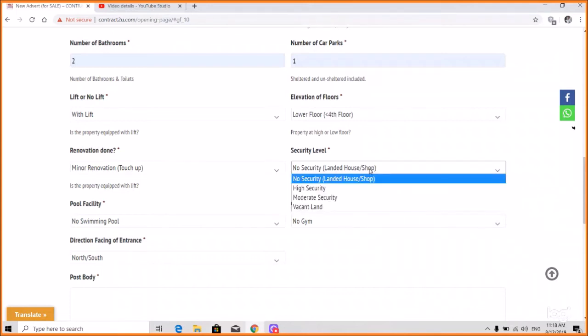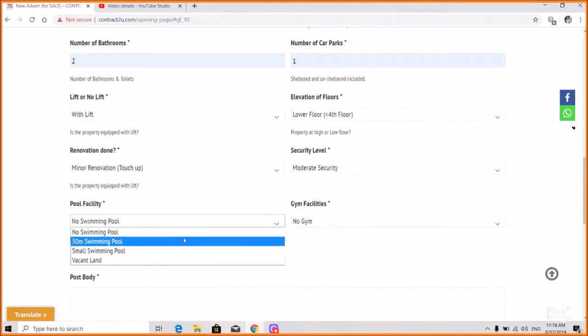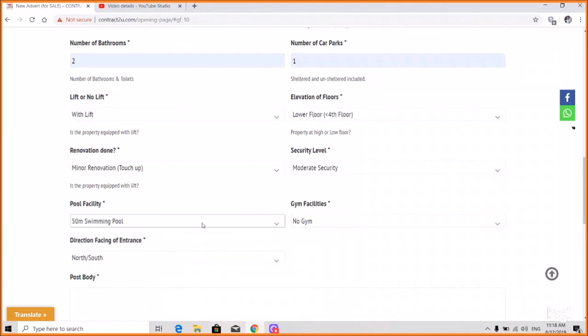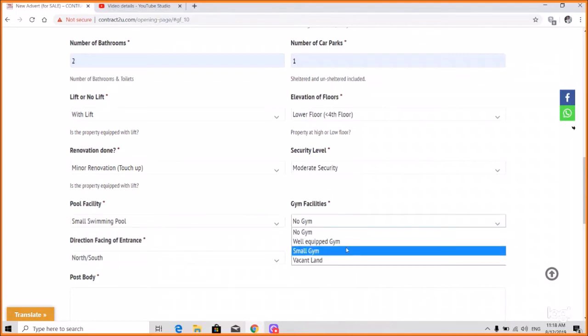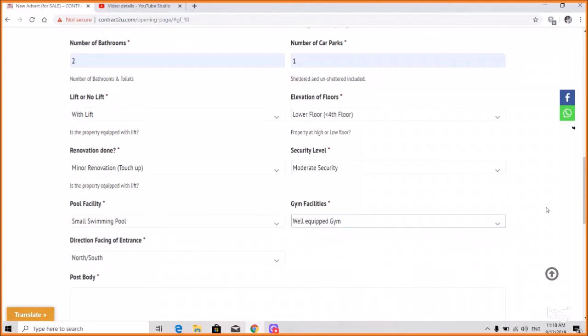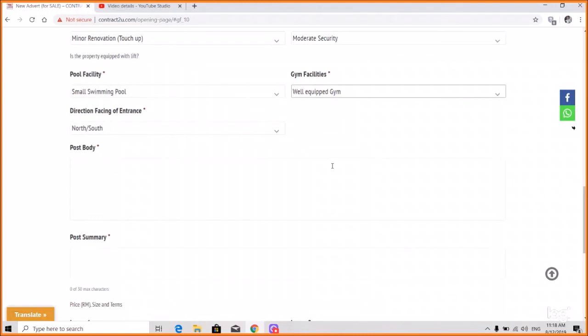Security level for this particular security guard house is moderate security. And then swimming pool, there is a small swimming pool. Sky Villa is a smaller swimming pool. And then facility for gym is a good, well equipped gym. And also facing is okay, facing north and south.